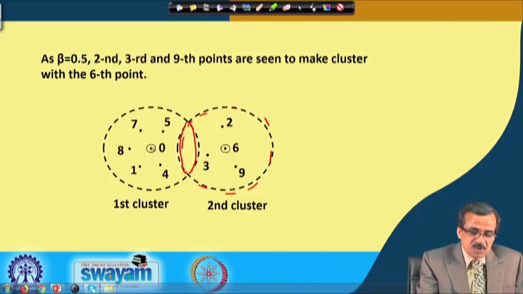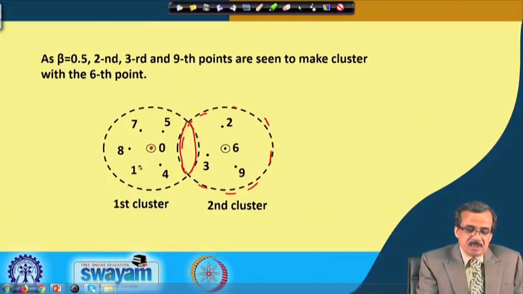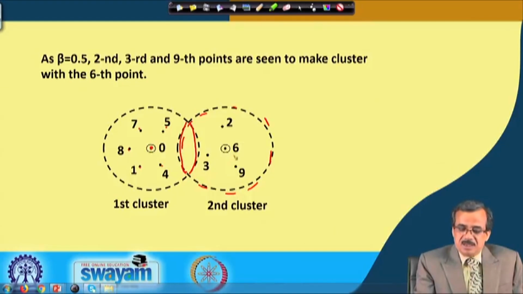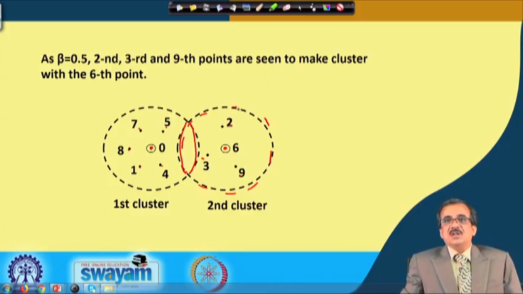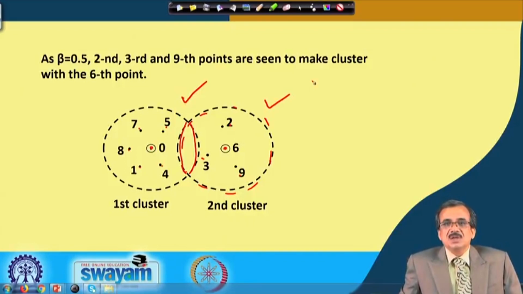Now, here the 0th is the first cluster center, and that is followed by the first, then fourth, fifth, seventh and eighth points, and in the second cluster the sixth is the cluster center, and the second, third and ninth are the data points which are going to follow the sixth, that is the second cluster center. So, this is the way we will be getting two such fuzzy clusters using entropy based clustering.